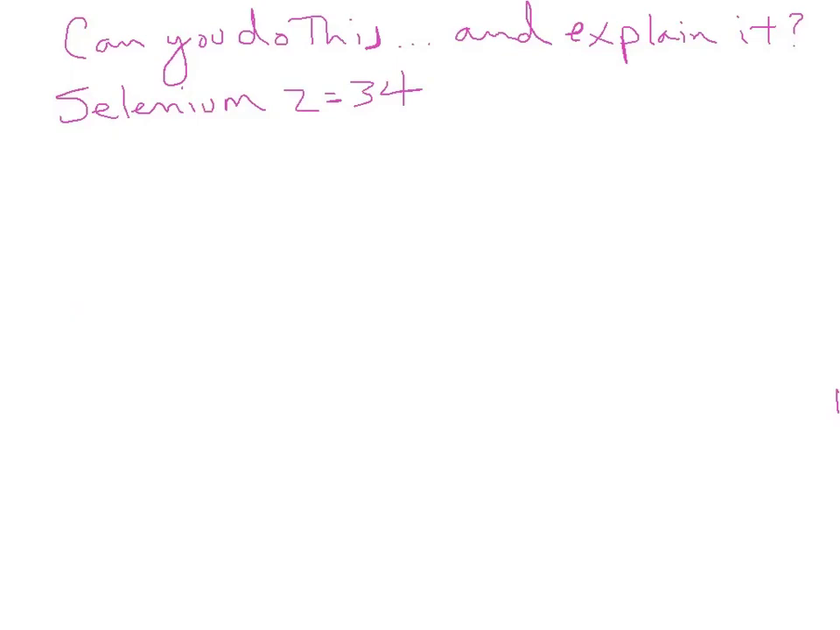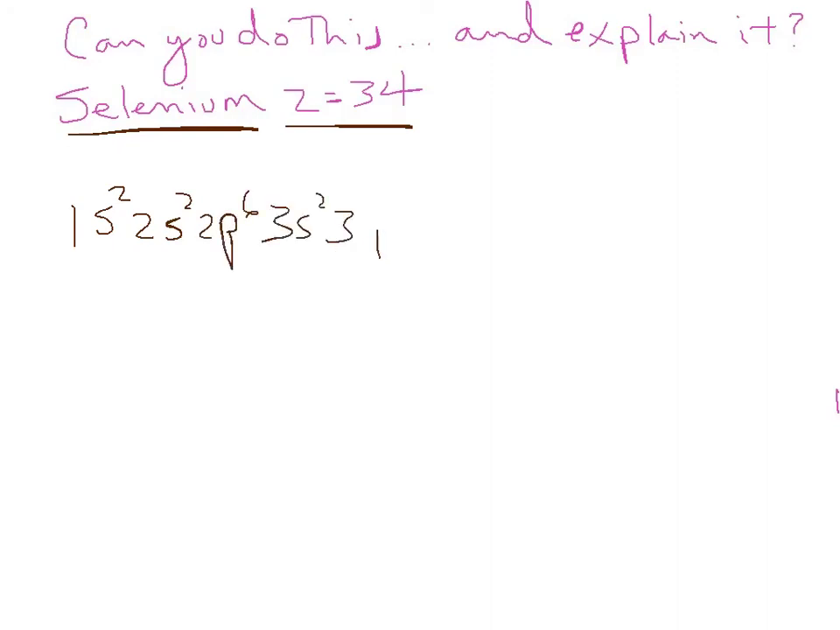So, can we do this? If I gave you the element selenium and told you that its atomic number is 34, could you write 1s2, 2s2, 2p6, 3s2, 3p6, 4s2, 3d10, 4p4?